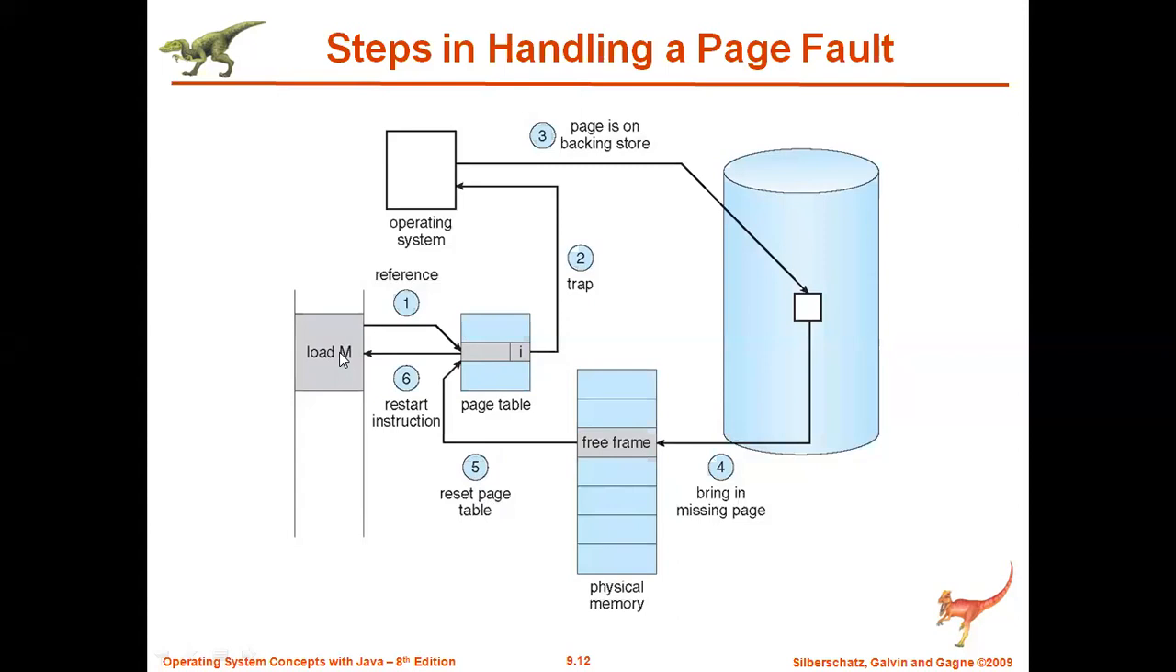So once again, clearly go through the steps. The first step in handling the page fault is, whenever the CPU requests something, we first check whether there is any frame allotment to that particular page. We check that in the page table. If it is not there in the page table, then the entry will be invalid.